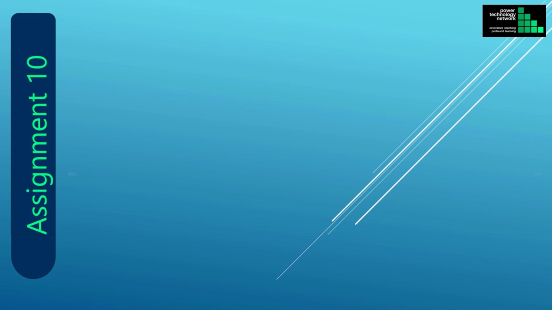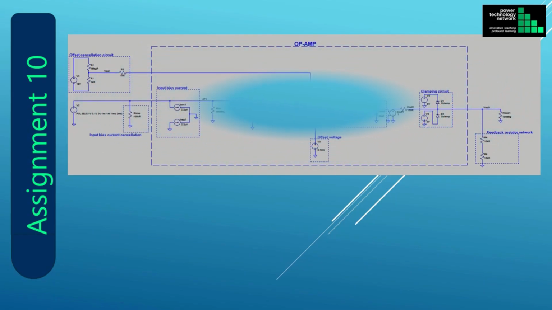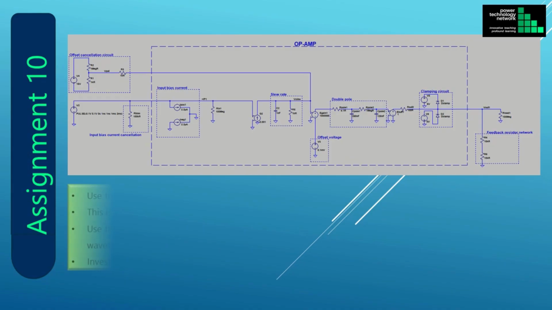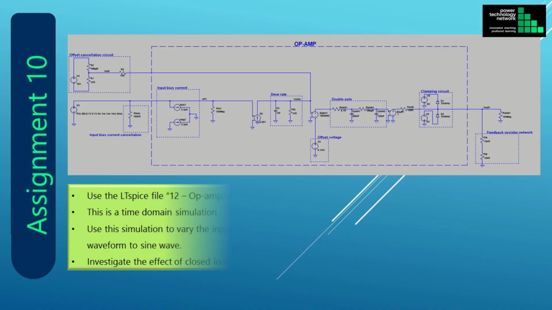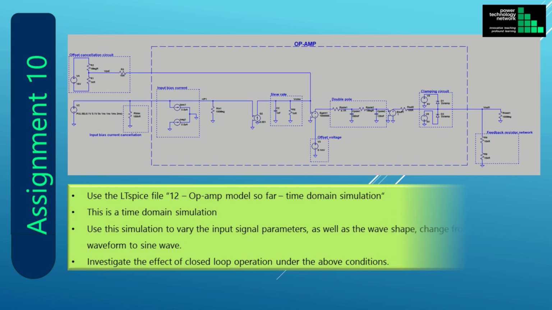This is the schematic from the previous slide. It is the ideal op-amp model, with the various imperfections that we covered so far, added. The LT-SPICE simulation file name is shown in the slide. It is a time domain simulation. Use this LT-SPICE simulation to vary the input signal parameters, as well as the waveform, for example, change the waveform from a pulse to a sine wave. Also investigate the effect of closed-loop operation with feedback, under the above conditions.